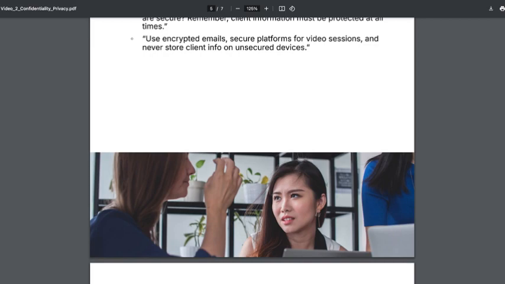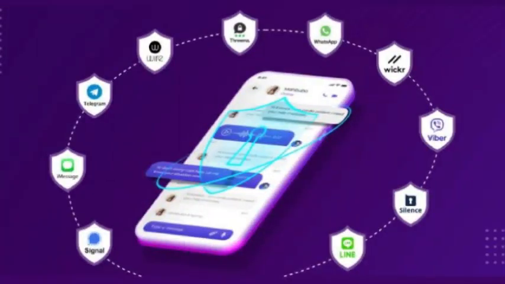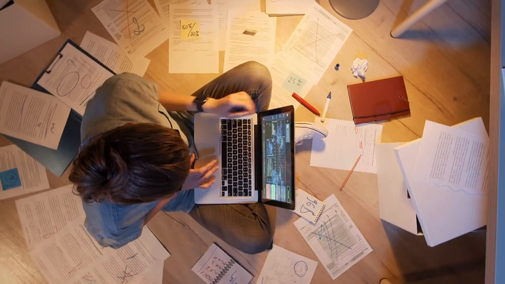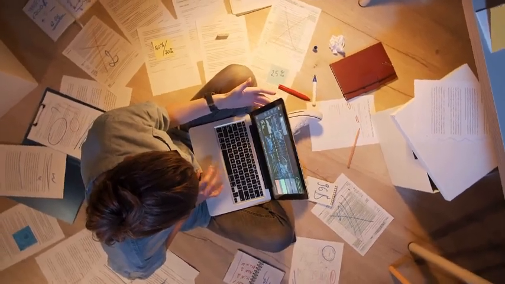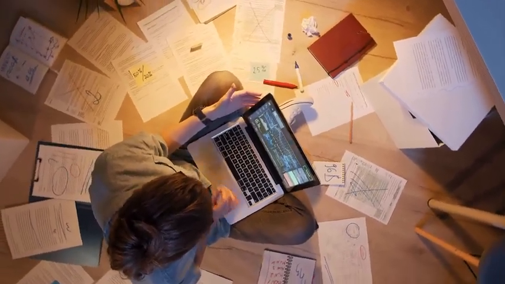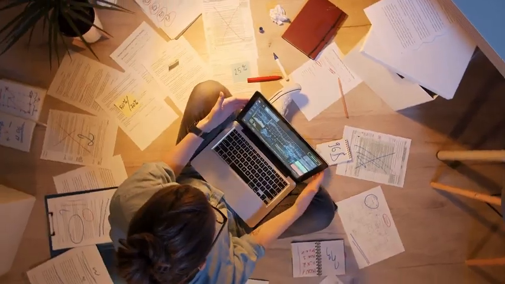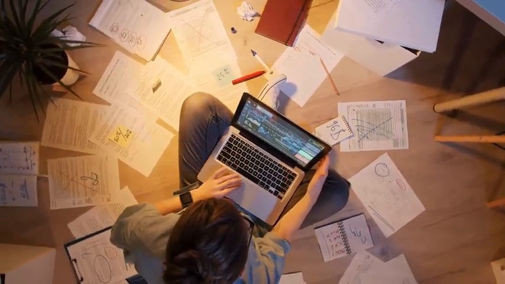To make things easier, make sure you're always using encryption and secure platforms, and that whatever you're using is HIPAA compliant. Again, these trainings are not meant to be long, but they're meant to give you the meat of what you need to understand when it's time to answer questions and prepare for this exam.